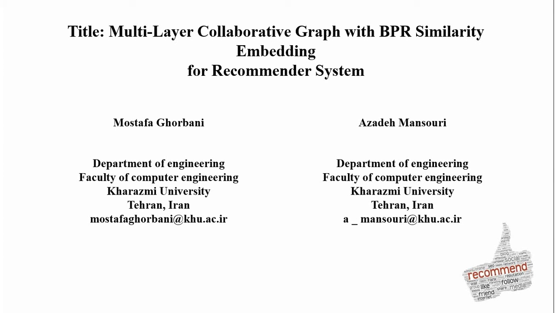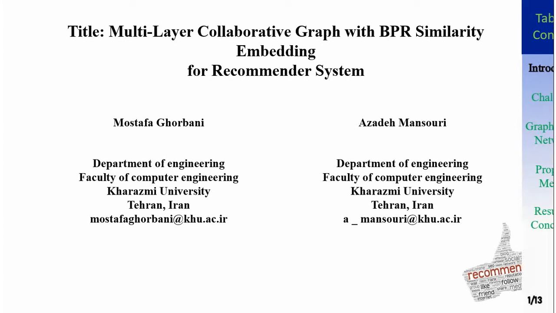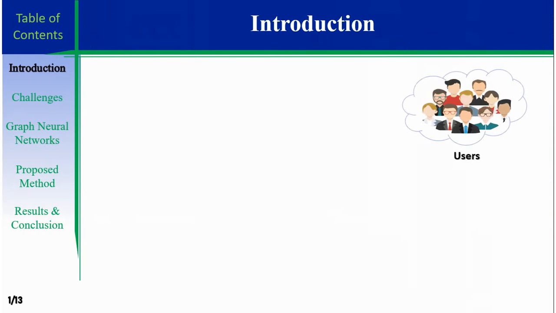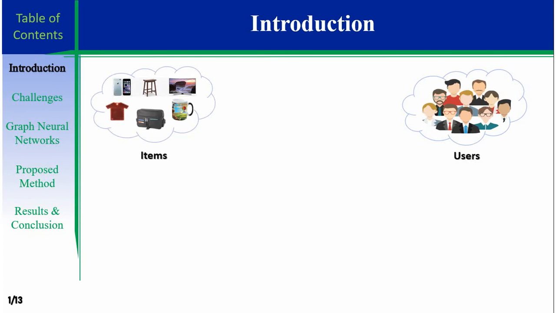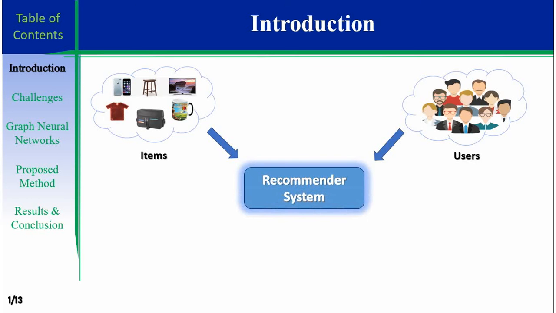The title of our paper is Multi-Layer Collaborative Graph with BPR Similarity Embedding for Recommender System, which is an issue in the field of recommender systems. The purpose of a recommender system is to predict the score or priority that a user will assign to an item, which leads to reducing the complexity of online search and helps users make better decisions.